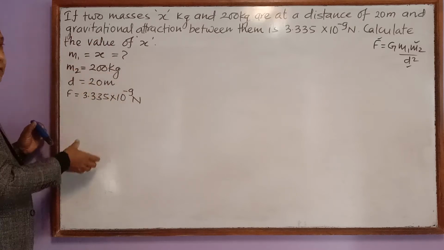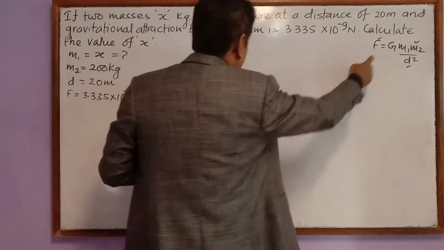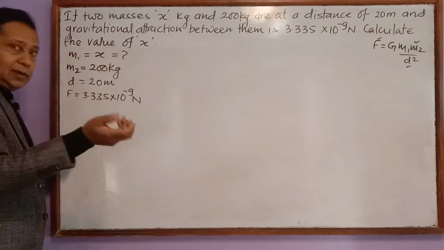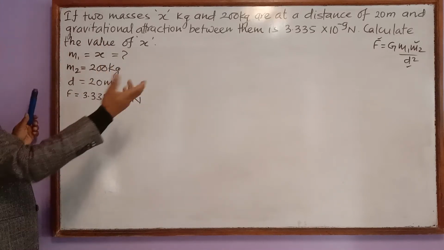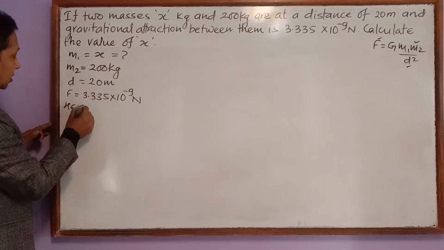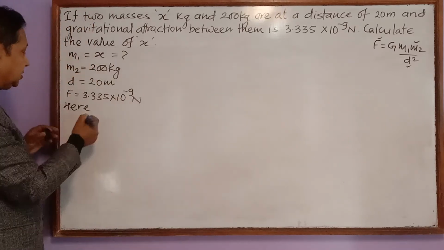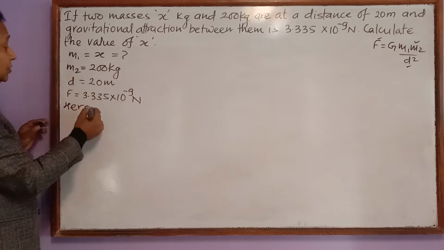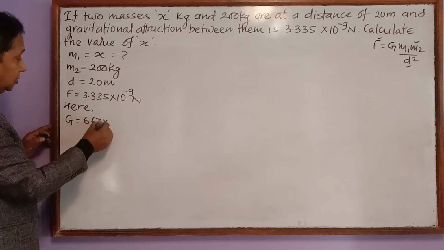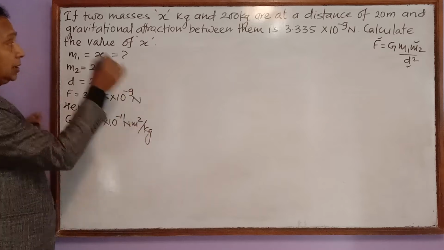Looking at all this given and the question, m1, m2, d and F are present, but G is missing. We have to calculate m1, which is given in terms of the unknown value x. Now how can we get G? G we have to remember. It may be given in the numerical problem or may not be given. If not given, then we can put the value of G, because this is one of the universal constants. Here G is equal to 6.67 into 10 to the power minus 11 Newton meter squared by kg square. This value we must remember.